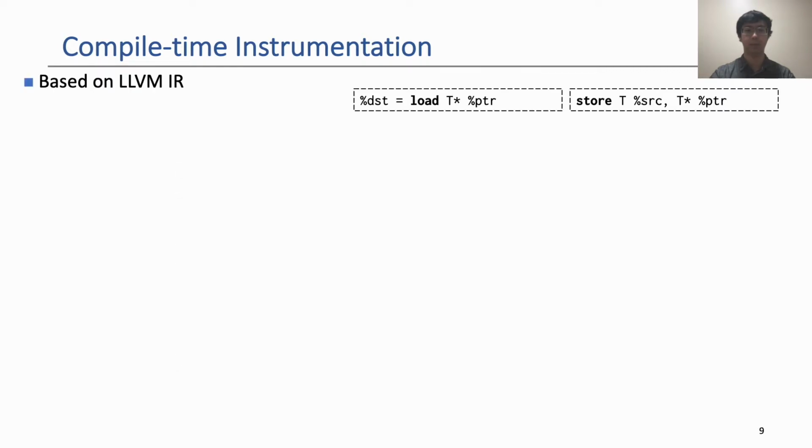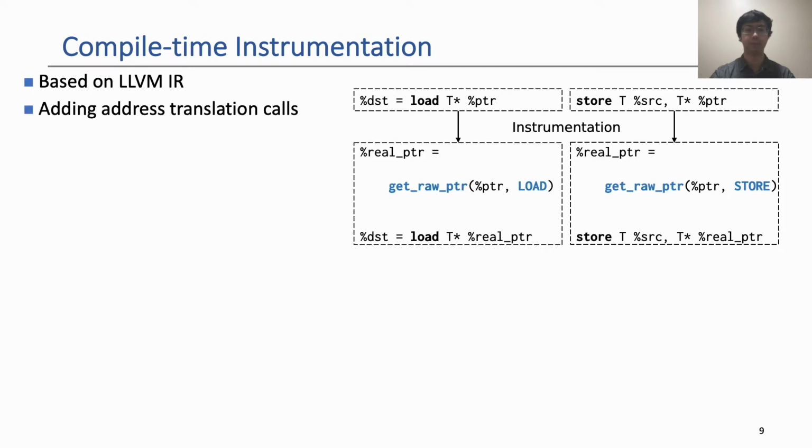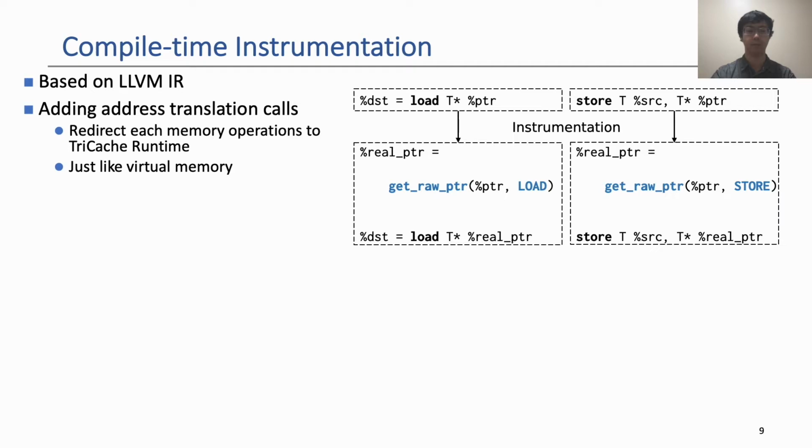The compile-time instrumentation of TriCache is based on LLVM IR. TriCache address translation calls get a raw pointer before each memory access, so it can redirect memory operations to the TriCache runtime and its in-memory cache. After that, in-memory programs can use TriCache just like virtual memory. Meanwhile, the CPU executes the memory instructions, so TriCache supports SIMD and atomic operations.